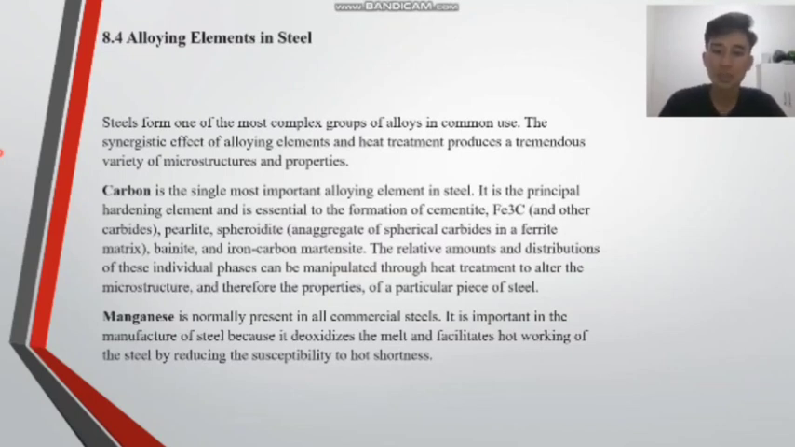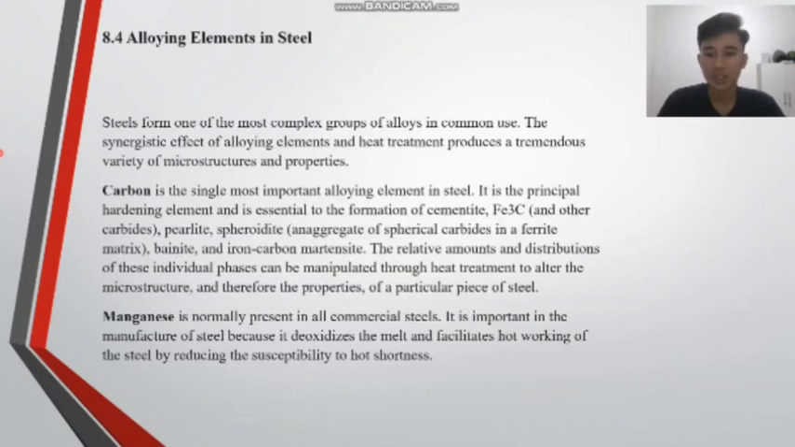Carbon is the single most important alloying element in steel. It is the principal hardening element and essential to the formation of cementite, Fe3C, and other carbides, pearlite, spheroidite, bainite, and iron-carbon martensite. The relative amounts and distributions of these individual phases can be manipulated through heat treatment to alter the microstructure and therefore the properties of a particular piece of steel.